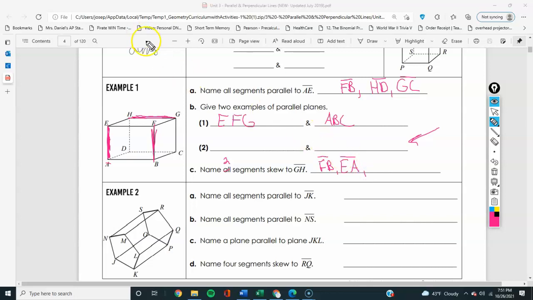So we have EA. Now, down here, CB doesn't touch GH, and it does not go the same direction. So CB would be another one. And we could have done AD. AD and BC. All right, I did all of them.